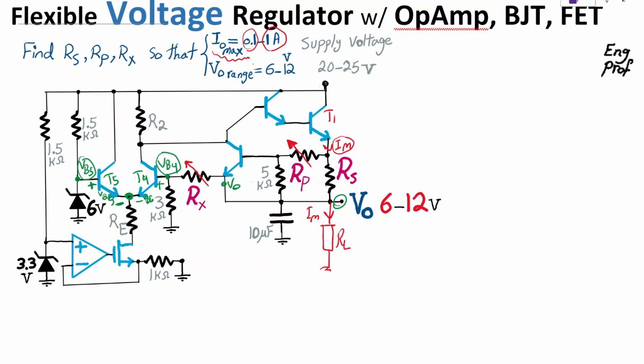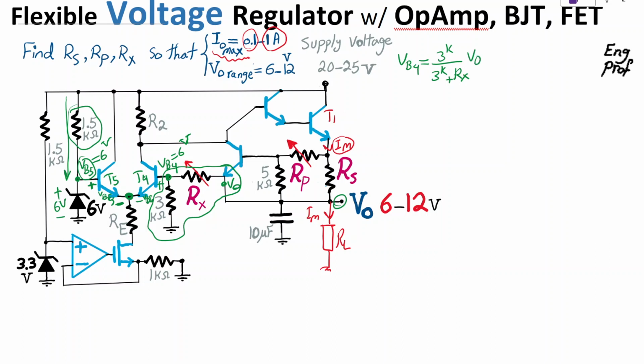What's the benefit? Through the 1.5K, there is proper DC current bias, and therefore the 6 volt Zener diode is properly biased, turned on, therefore VB5 is 6 volt. As a result, VB4 is 6 volt as well. And the nice thing is, with 6 volt at this node, we can figure out Vout via this series of 3K and RX. So I can write VB4 is just 3K divided by 3K plus RX times Vout.